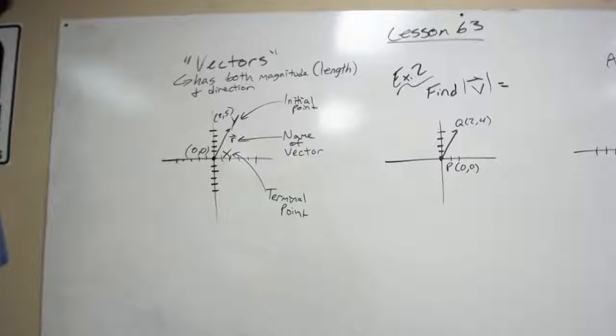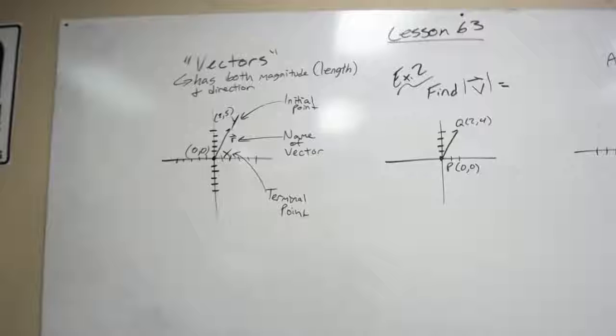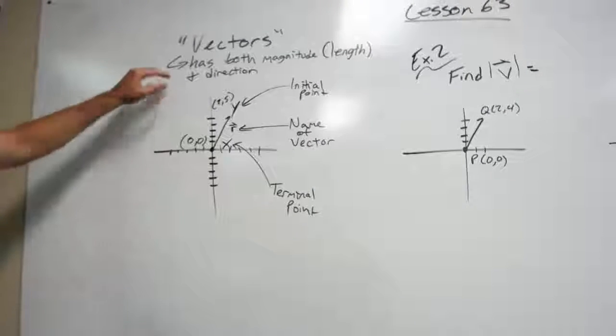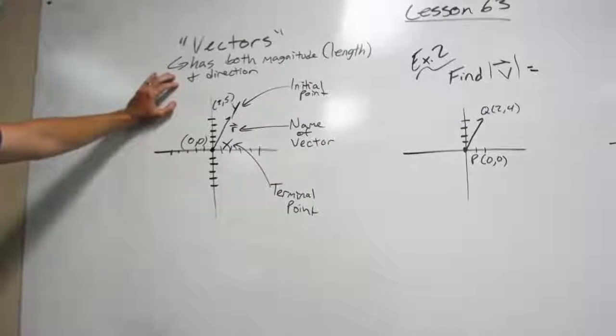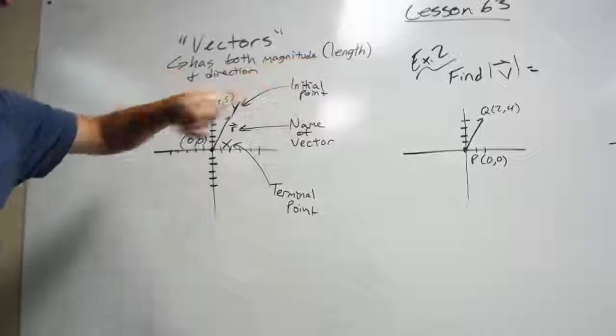We're going to look at vectors in lesson 63. I'm going to intro into these. These are something you will definitely use in Algebra 2. But what is a vector, first of all? Well, a vector is a quantity that has both magnitude and direction. Magnitude, that's kind of a scientific word for length, and direction.